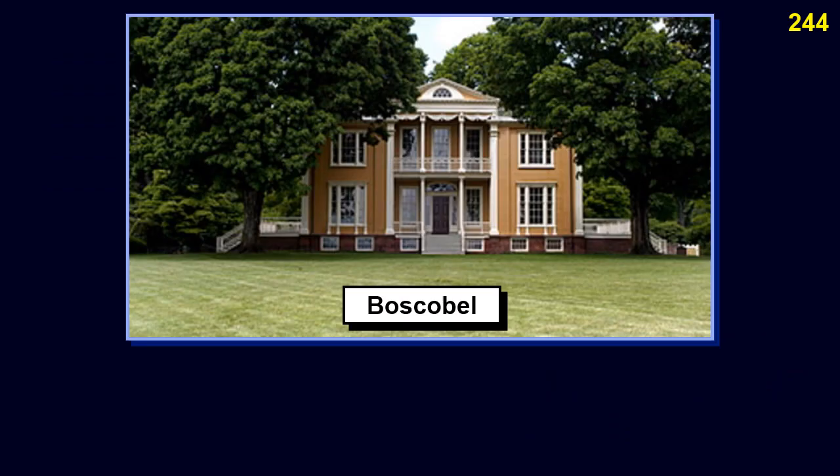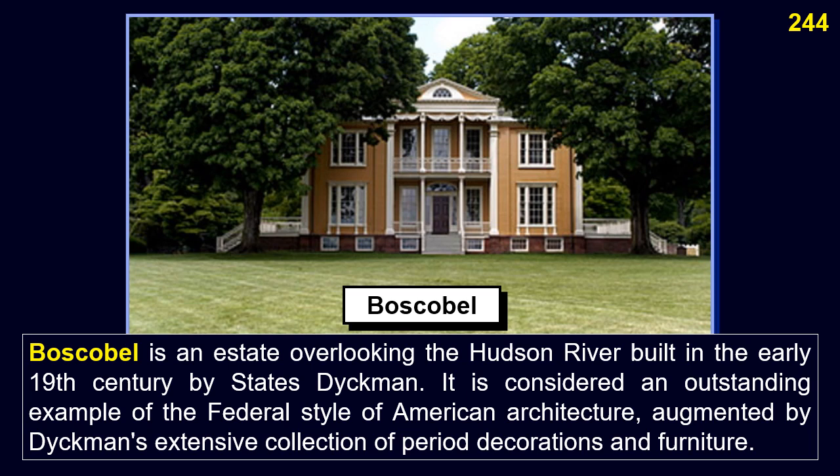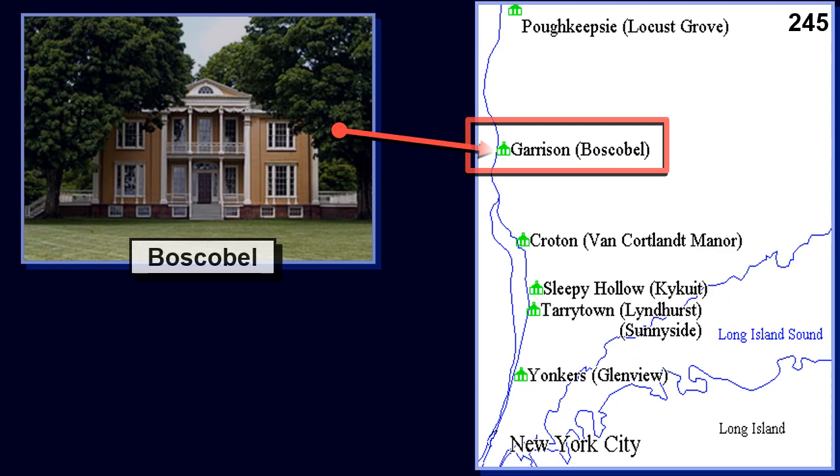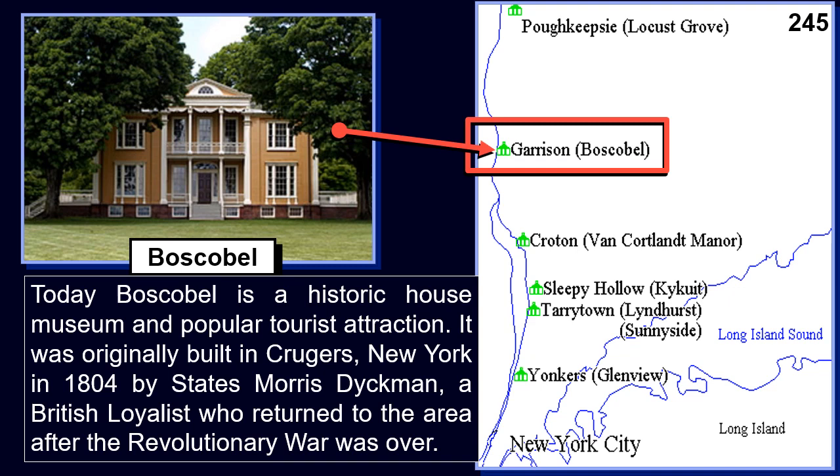Boscobel is an estate overlooking the Hudson River built in the early 19th century by States Morris Dyckman. It is considered an outstanding example of the federal style of American architecture. Augmented by Dyckman's extensive collection of period decorations and furniture, today Boscobel is a historic house museum and popular tourist attraction. It was originally built in Montrose, New York in 1804 by States Morris Dyckman, a British loyalist who returned to the area after the Revolutionary War was over.